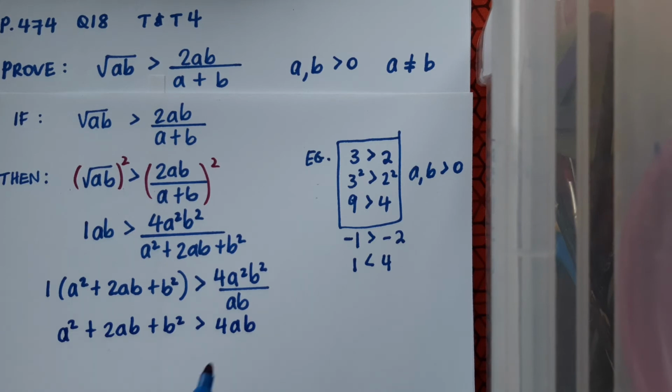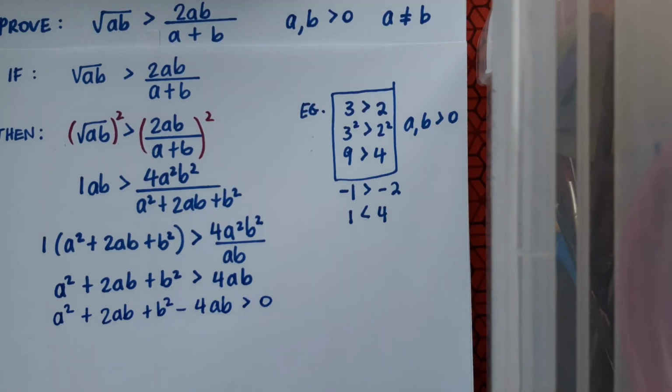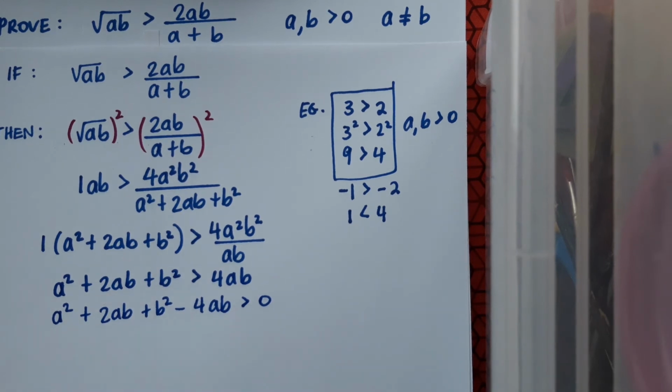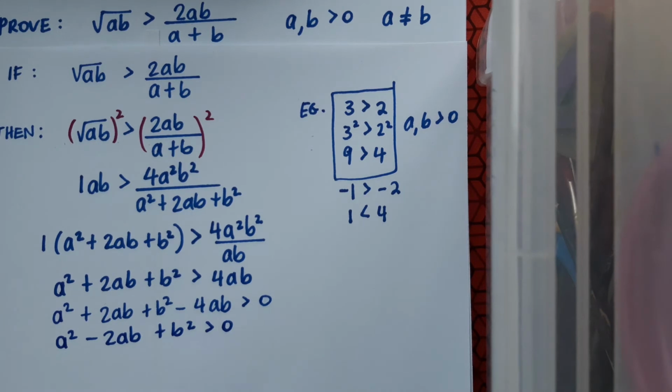And so what I'm going to do next is bring everything to one side of my inequality and get a 0 on the right hand side. And when I do this, I can simplify a little bit because I've got my two terms here, 2AB and minus 4AB. And that's giving me A squared minus 2AB plus B squared is greater than 0.